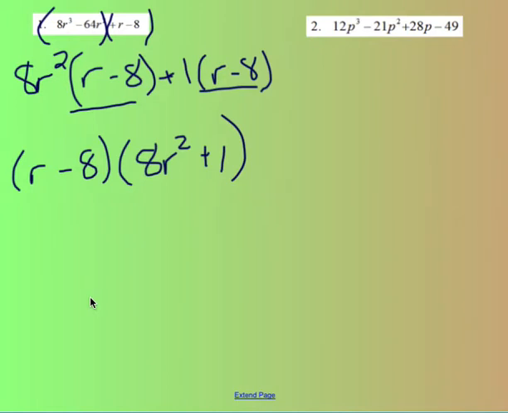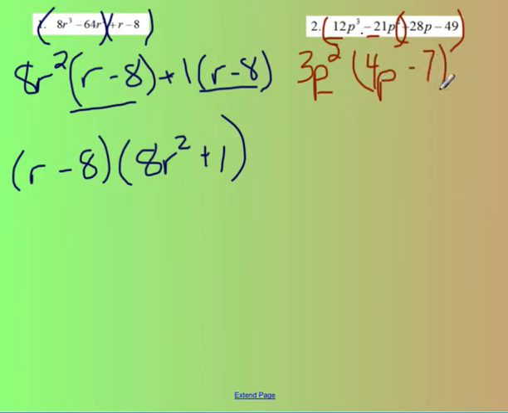For number 2, we're going to, again, create our two groups. Between 12 and 21, I can divide out a 3. Between p cubed and p squared, I can take out a p squared. So now I'm going to take each coefficient and divide it by 3. 12 divided by 3 is 4. Then I have 3 p's here and 2 p's here, so I'm going to be left with a p. And then 21 divided by 3 is 7, and p squared divided by p squared is going to cancel out.